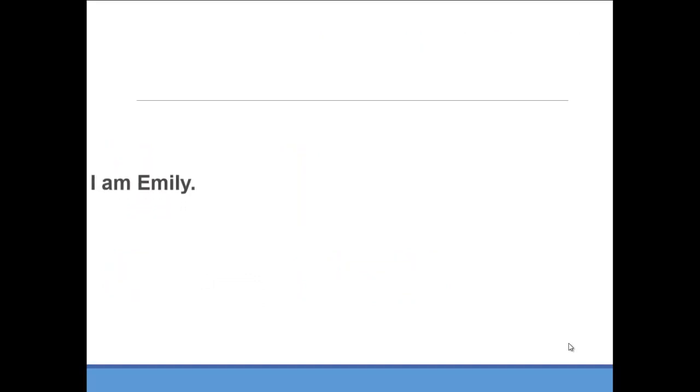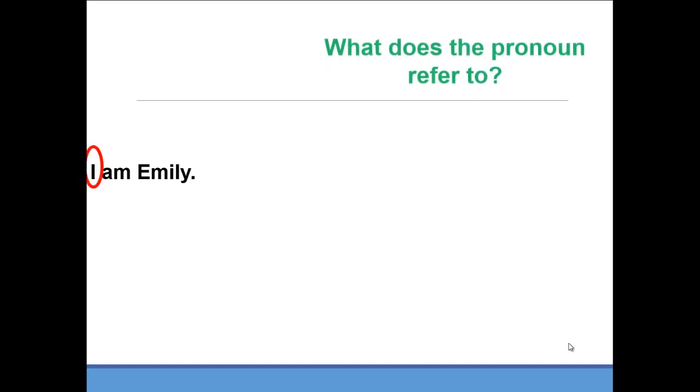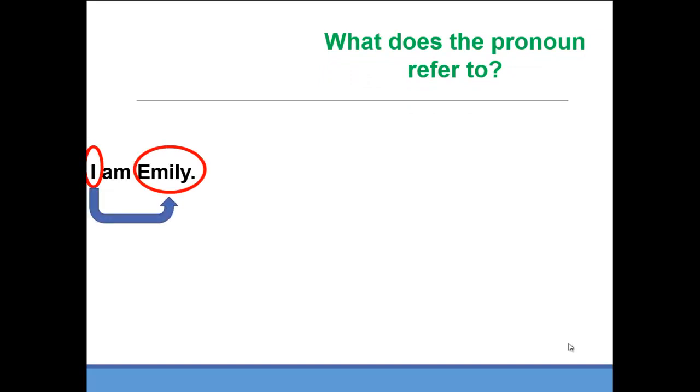Another example. I am Emily. What pronoun do we have in the sentence? We have the pronoun I. What does this pronoun refer to? It refers to Emily. So what do I call the noun Emily? I call it the antecedent.